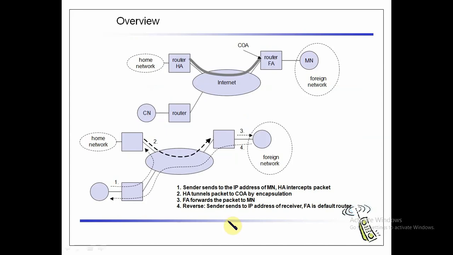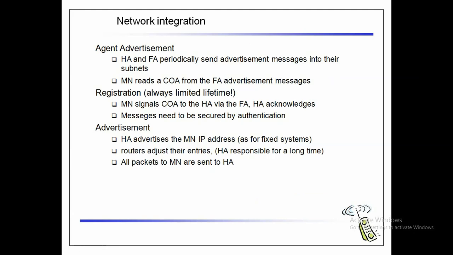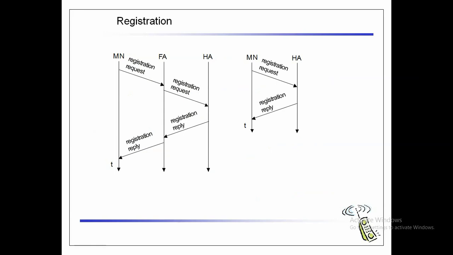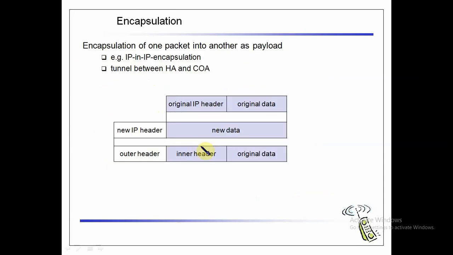An overview of that in four stages, that is one, two, three, four, home network to home agent, and so on. We already saw that; we are taking only a revision of it. Some network integration, some registration, some advertisements. The registration process, that is UDP, some destinations, source, all those things we already learned in the registration process.